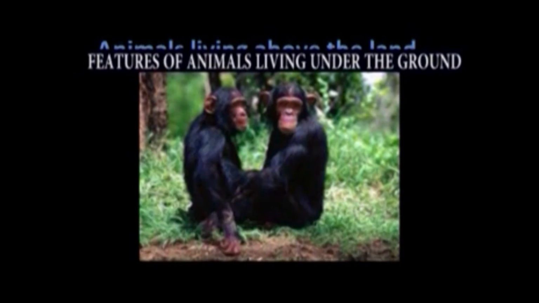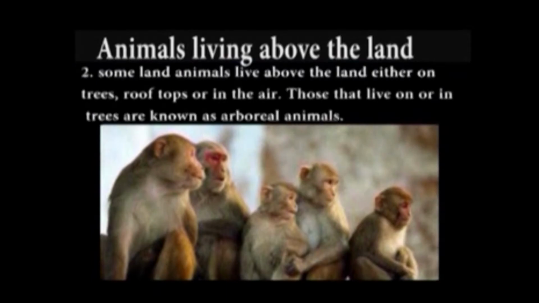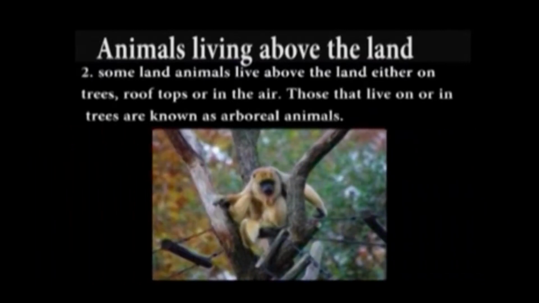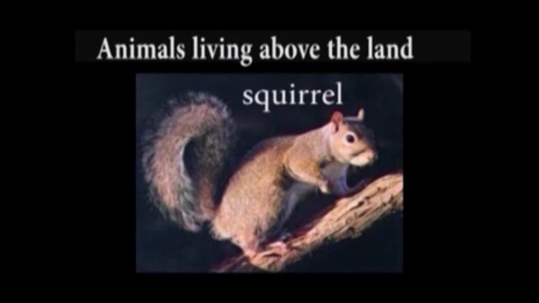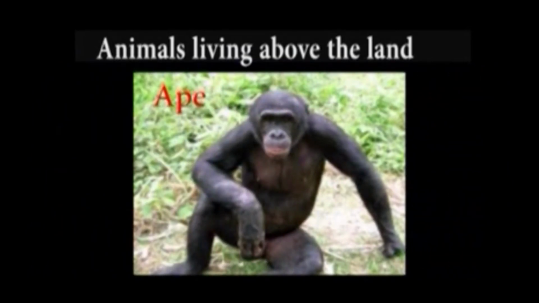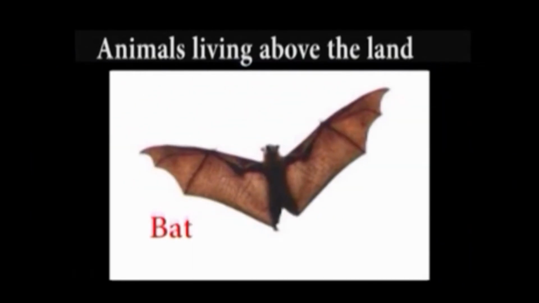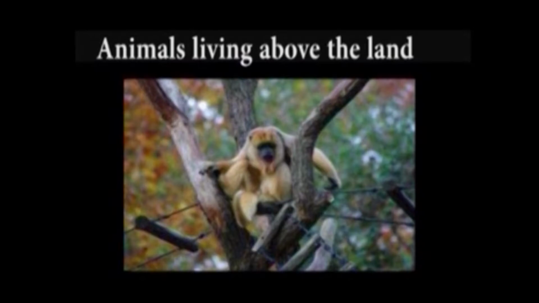Animals living above the land. Recall that some land animals live above the land, either on trees, rooftops, or in the air. Those that live on or in trees are known as arboreal animals. Examples include the flying squirrels, monkeys, apes, tree frogs, birds, and bats. Some of these animals only come to trees for shelter or food and later go back to the land.